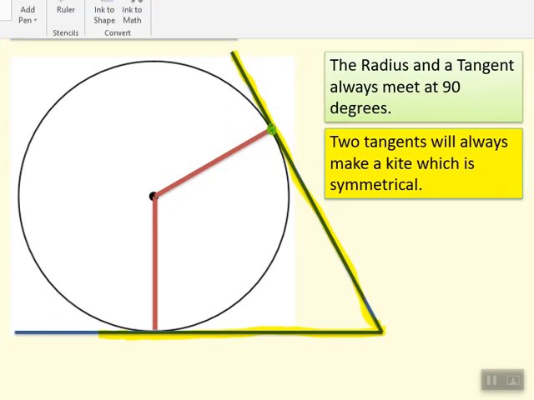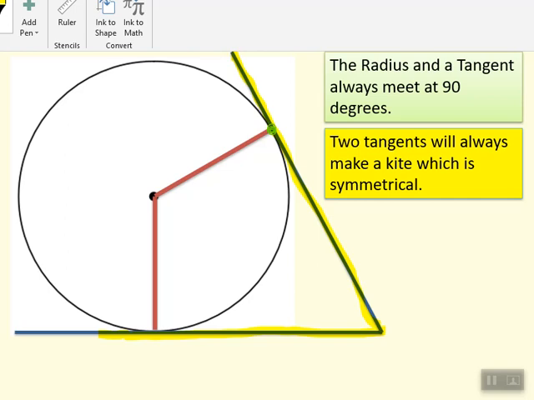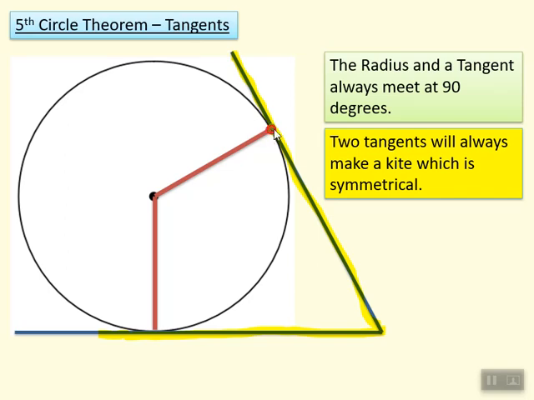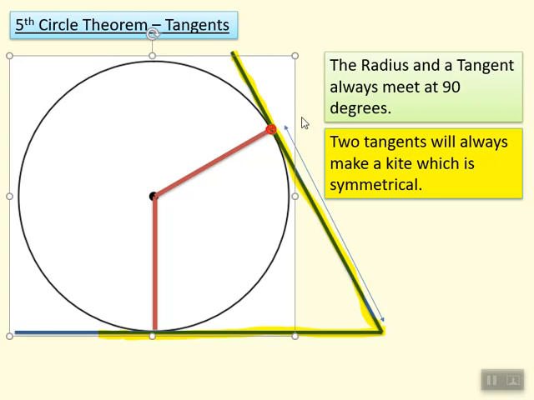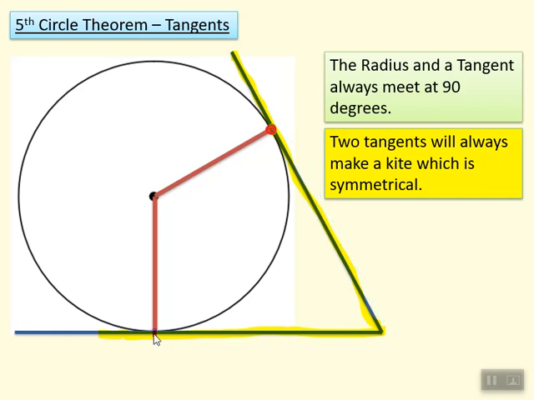Let me get a red colored pen. So from here to here, where that tangent meets the circle, and then from here to here, those two lines would be the same length. So you put a dash on them to tell them that they're the same length.